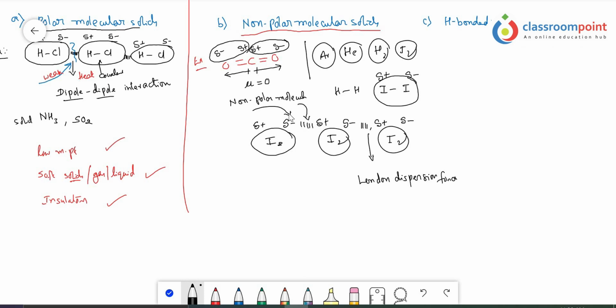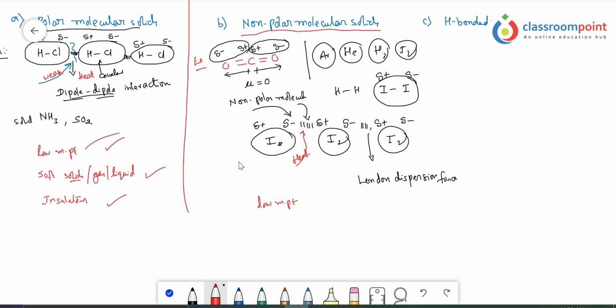So when you compare these two forces of attraction, dipole-dipole interactions are strong in comparison to the London dispersion forces, because London dispersion forces are formed between two non-permanent dipoles. So these are weak forces of attraction. Hence we need very little energy to break these attraction forces, and hence these also have low melting point values.